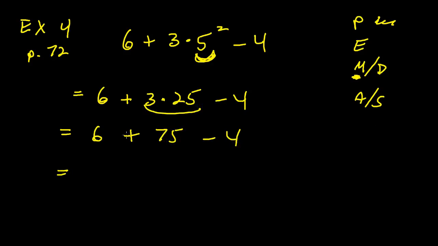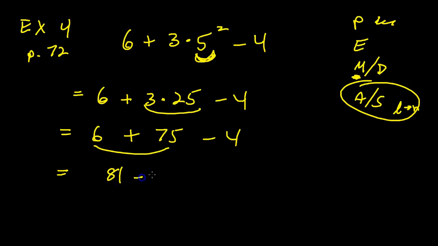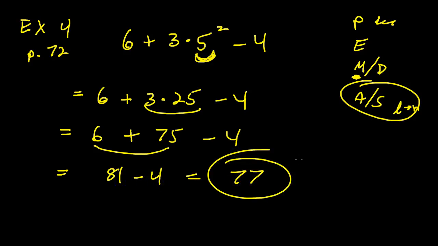All right, now we've got additions and subtractions. Now, remember, when you've got just additions or subtractions to deal with, we do them in order, left to right. So 6 plus 75 gets done first. That's 81. And 81 minus 4 then is 77. Final result.